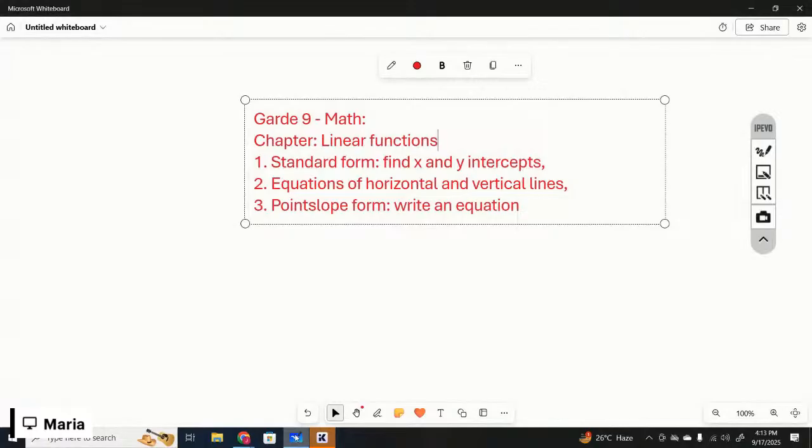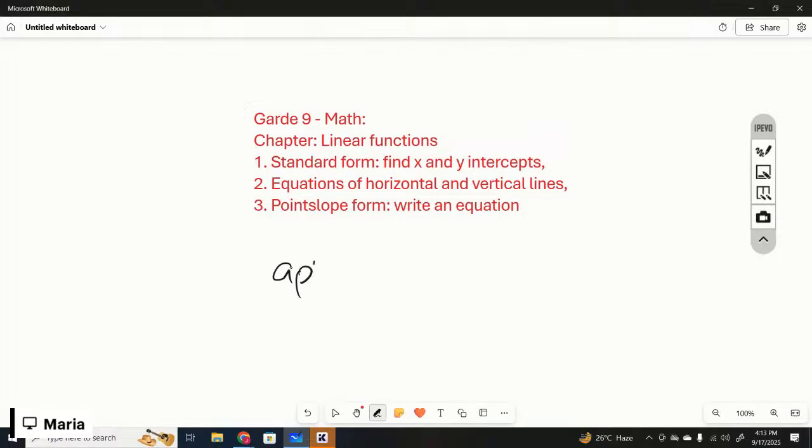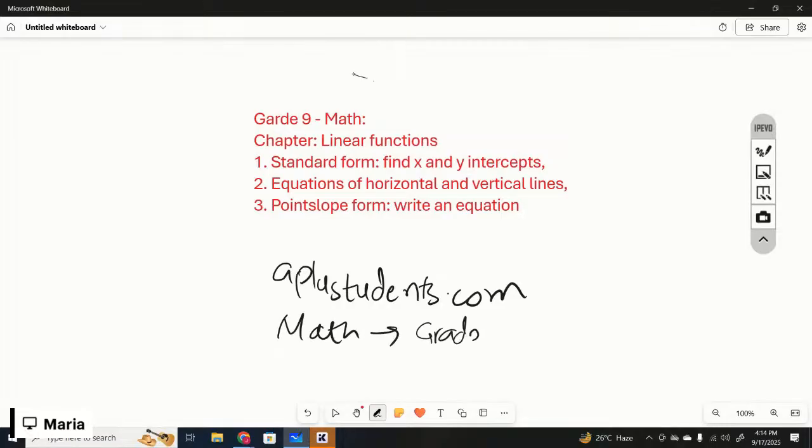Here for grade 9 math. You can find all lessons on aplusstudents.com. You have to log in there using your email address and password as provided by the administrator. Then you have to select math from the subject tab. Scroll down to grade 9 math and then click on view all lessons. There you can find a list of the chapters.